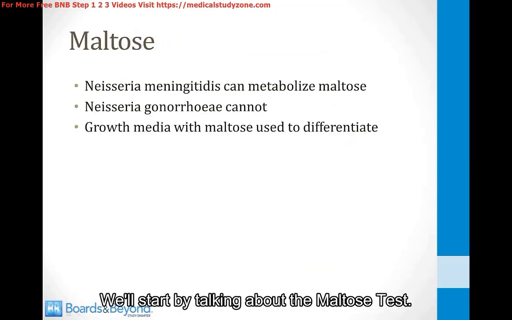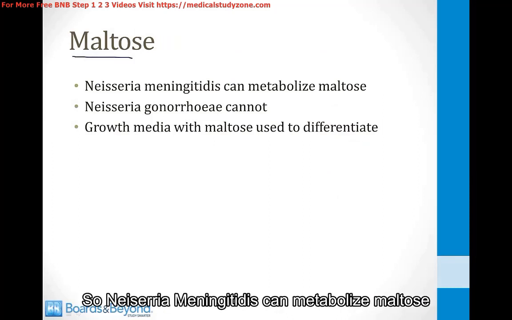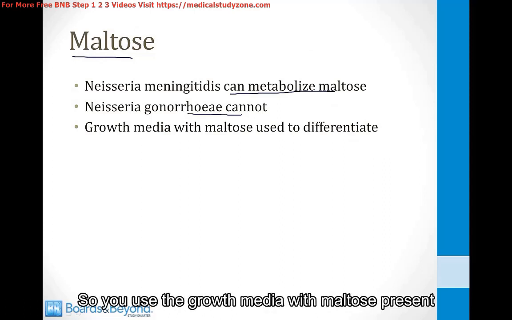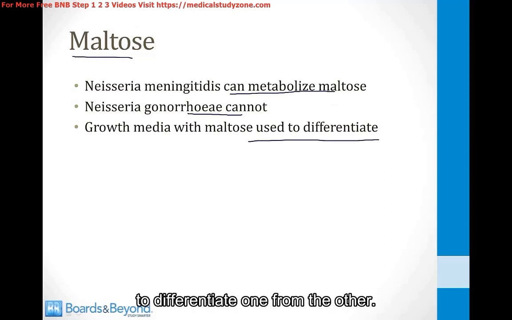We'll start by talking about the maltose test. So Neisseria meningitidis can metabolize maltose, but Neisseria gonorrhea cannot. So you use a growth media with maltose present to differentiate one from the other.